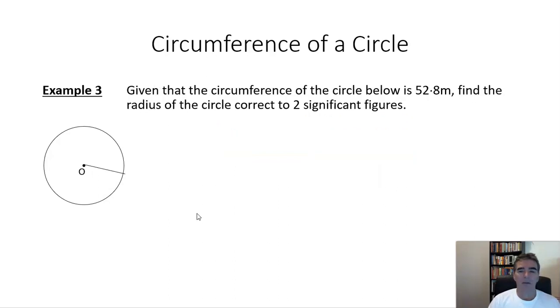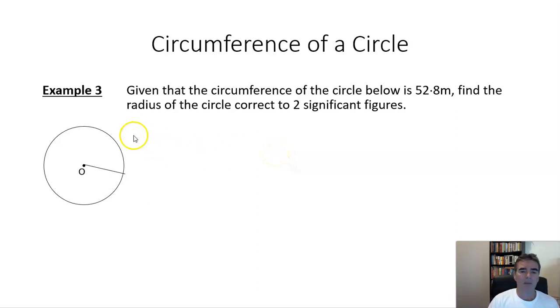So let's have a look at a third example. This one I thought I'd challenge you a little bit. This time I'm actually telling you what the circumference is, and that's 52.8 meters. This time the question, I actually want you to find what the value of the radius is here. And we're going to round it off a little bit different this time to significant figures. Now if you haven't done 2 significant figures before, I'll do a quick explanation as we go through this.